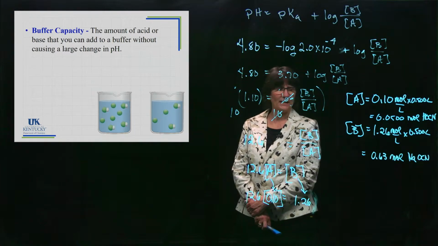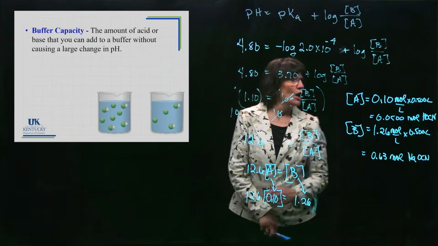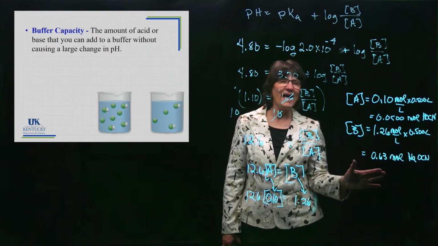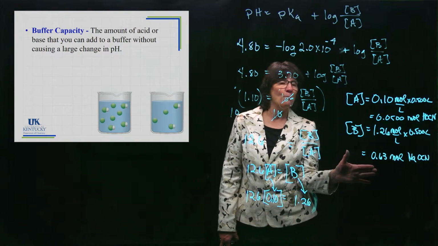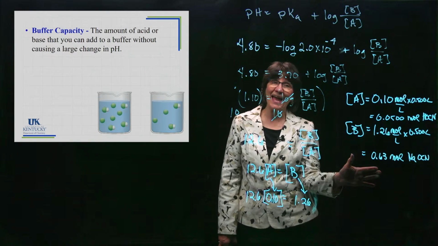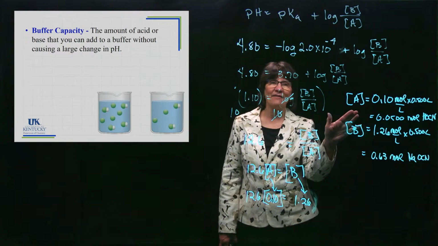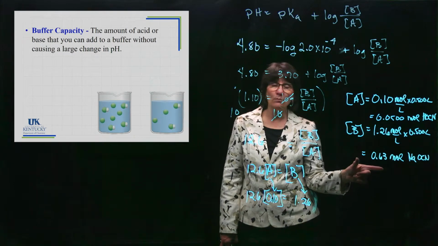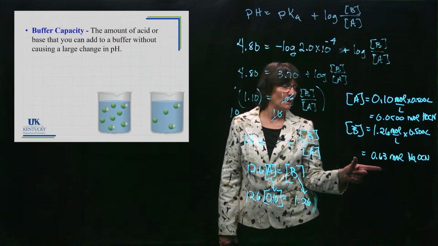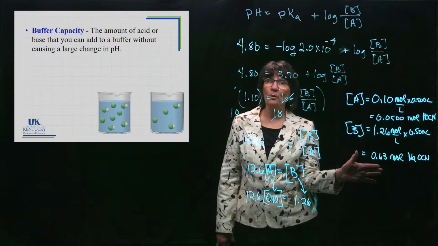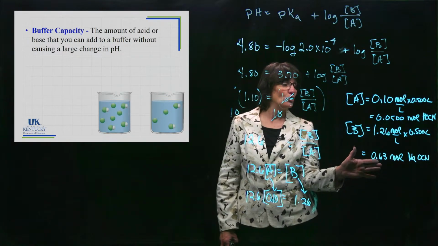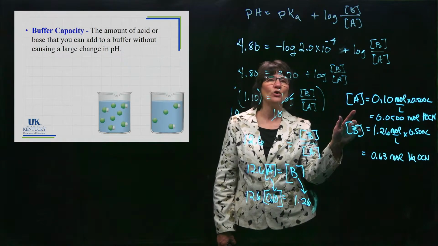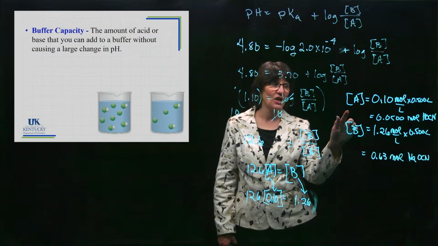But let's look back at this example. Which one do I have more of? I have more of the base. This thing has more buffering capacity to neutralize acids than it does to neutralize bases, because I have way more of the base in the buffer. So it is going to be a better buffering capacity towards acids, because there's a lot of base, than it would towards bases, because there's not as much acid.